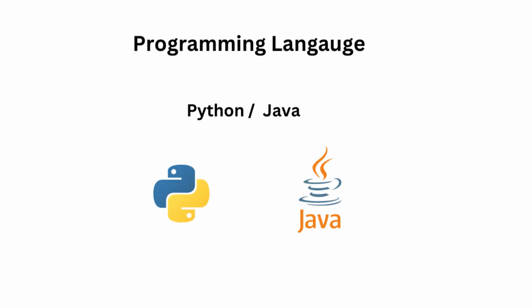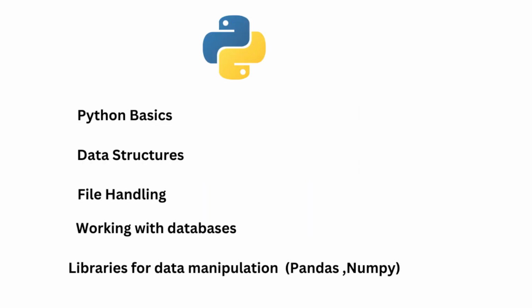First one is programming language. Python or Java are the most commonly used programming languages. You can choose any of these. In my personal opinion, Python is the best choice if you are a beginner or intermediate. In terms of Python, you have to learn from basics to advanced. You should be proficient in working with data structures like tuples, lists, and dictionaries.